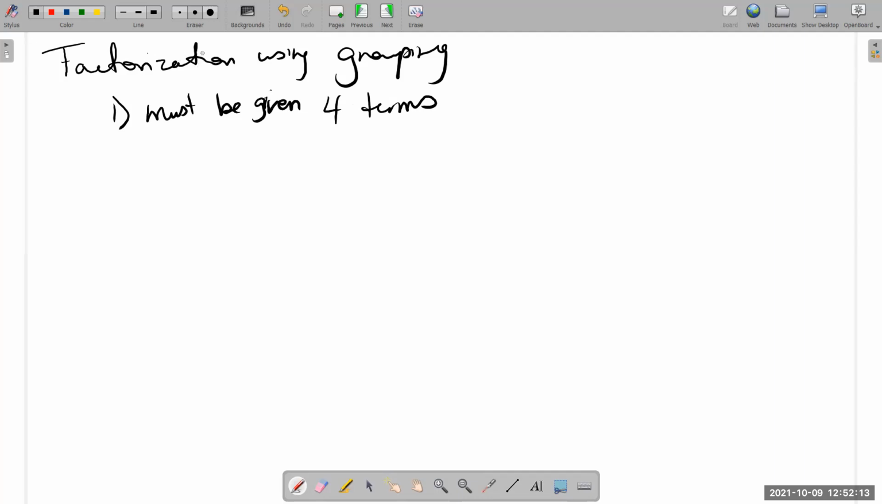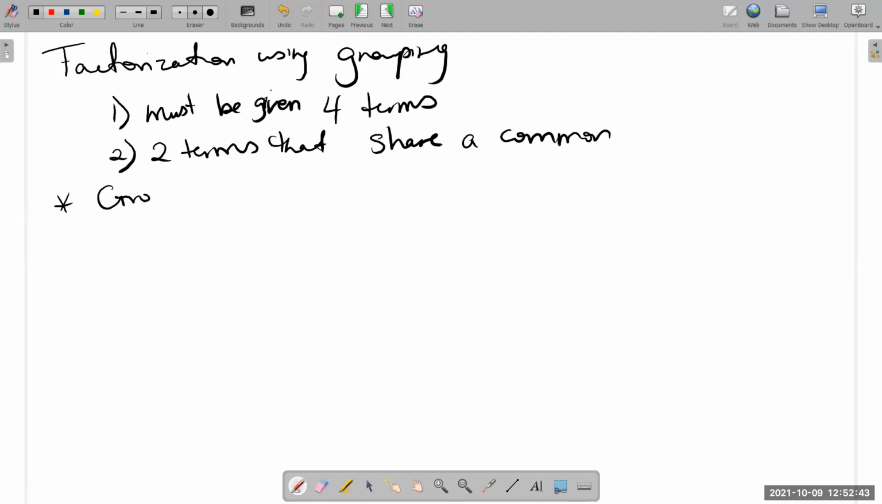The next thing is, out of those 4 terms, not all 4 have something in common. And that's why we cannot use the distributive law, because the terms don't have one thing in common. But usually what happens is there are 2 terms that share something in common. Hence the reason for us grouping. So what you're required to do is group the 2 terms that share that thing in common.